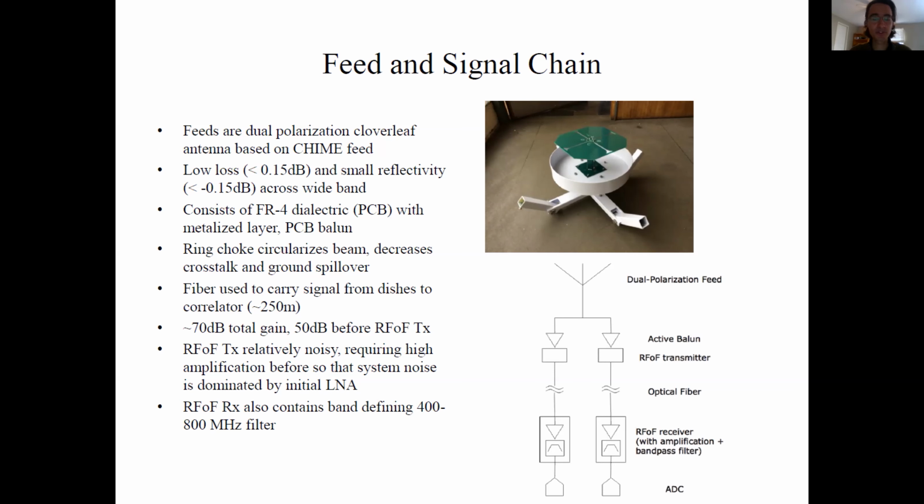Yeah. So what's going on is you're taking the radio frequency signal at the antenna and you're modulating it into an optical signal on the fiber optics, and then it's demodulated back down to RF frequencies at the correlator. But it's completely analog all the way to the correlator.